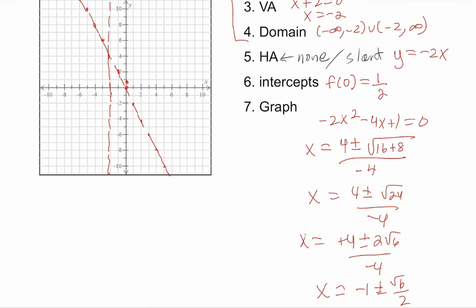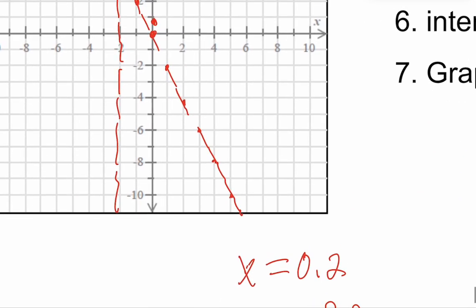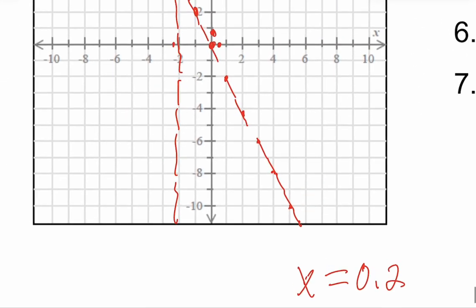Okay, let's see here. So let me just tell you what those values are. Our first x-intercept, when I did the plus between them, I get 0.2. 0.2 is close enough because on a graph you can't really do much more than that. And then if I put the minus between them, I get negative 2.2. So I hit the x-axis at 0.2. That kind of makes sense, doesn't it? I hit the x-axis again at negative 2.2.